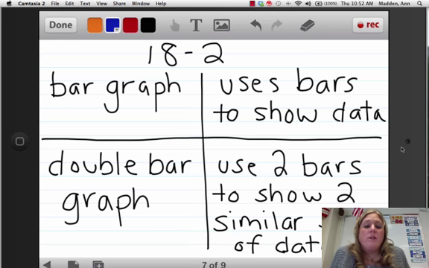Let's take a look at our notes. Make sure that you open up your new page to 18-2. 2 column notes. Remember, pause if I go too fast. Your first one is a bar graph. It uses bars to show data. Your second one is a double bar graph. You use 2 bars to show 2 similar sets of data.